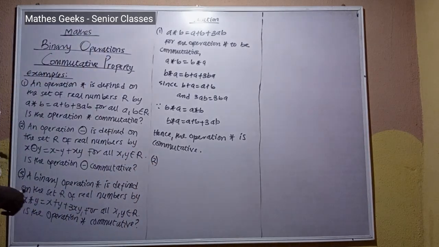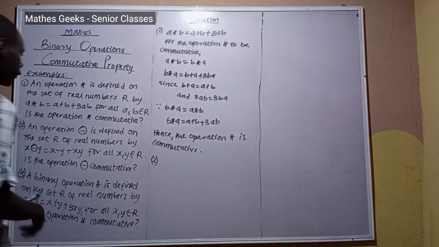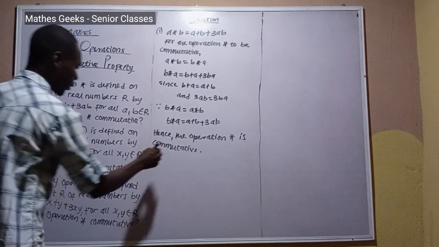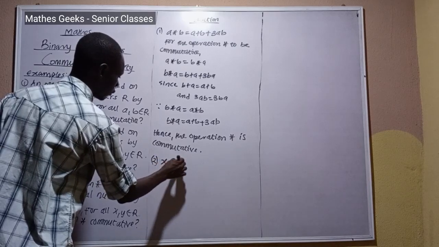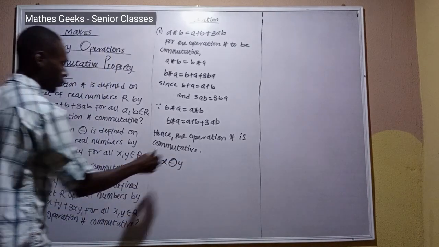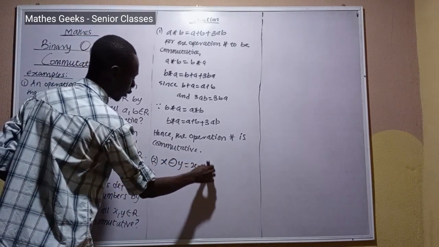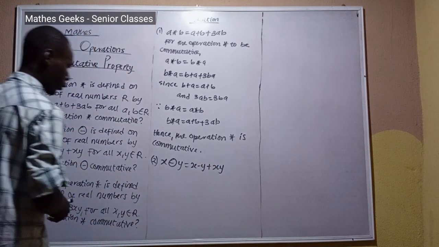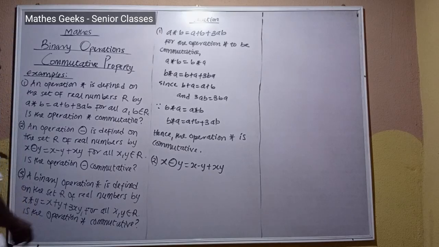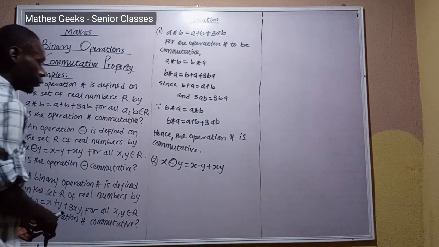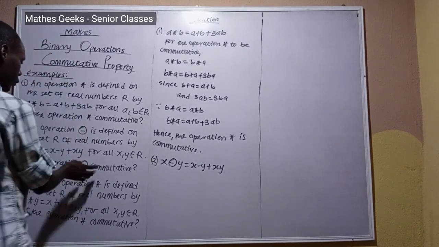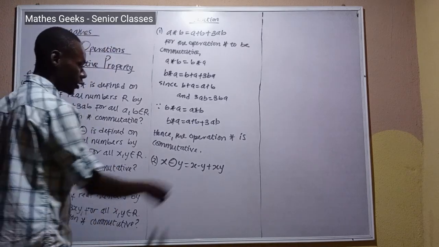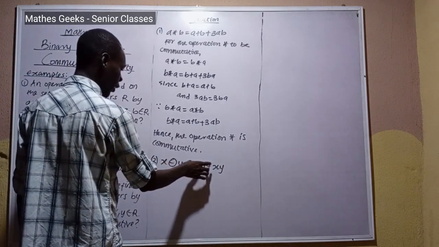An operation O is defined on the set R of real numbers by x O y = x - y + xy for all x and y members of R. Is operation O commutative? Merely looking at it, you can see that this operation has two parts.